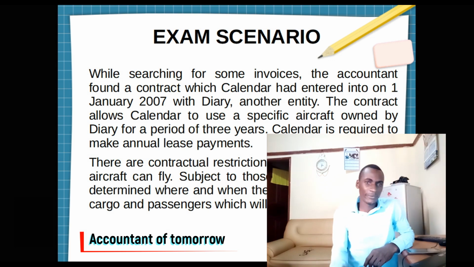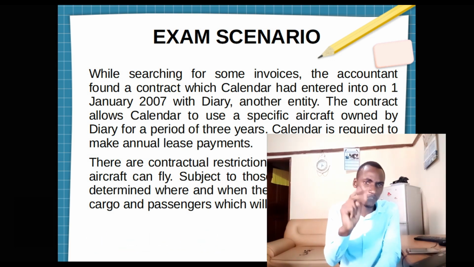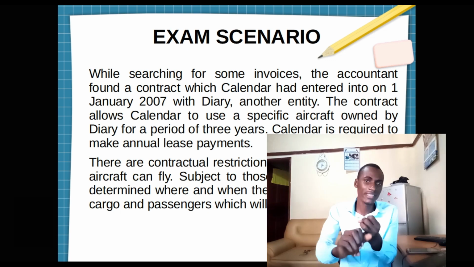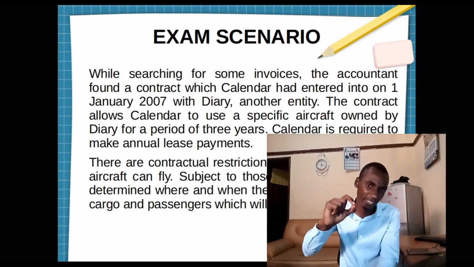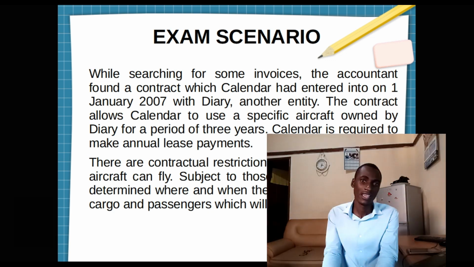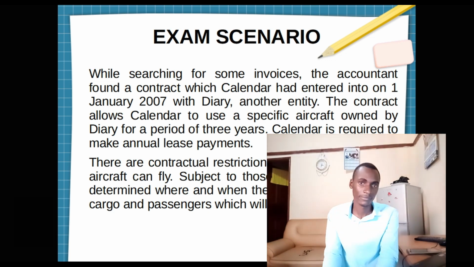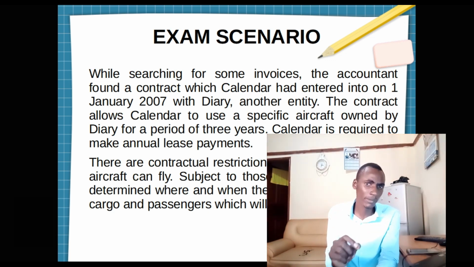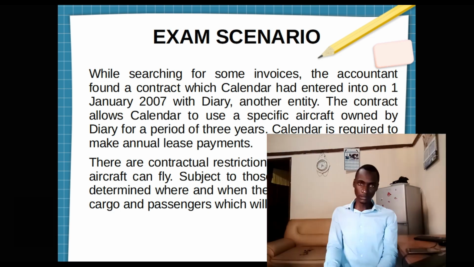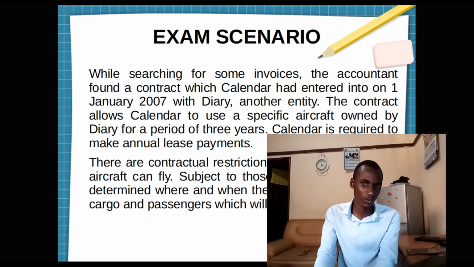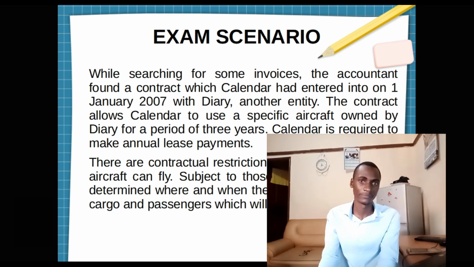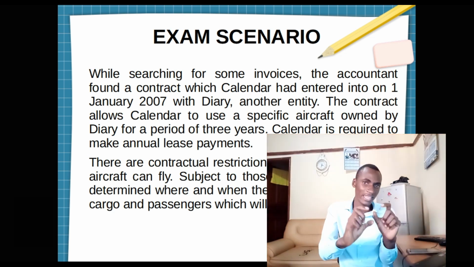Now, this is the scenario. We have two different parties, that is Calendar and Diary. We see that Calendar is going to use the aircraft, though this aircraft is legally owned by Diary. The period of use is a period of 3 years, meaning that this is not a short-term lease because it exceeds the threshold of one financial year. So we see that Calendar uses the asset.